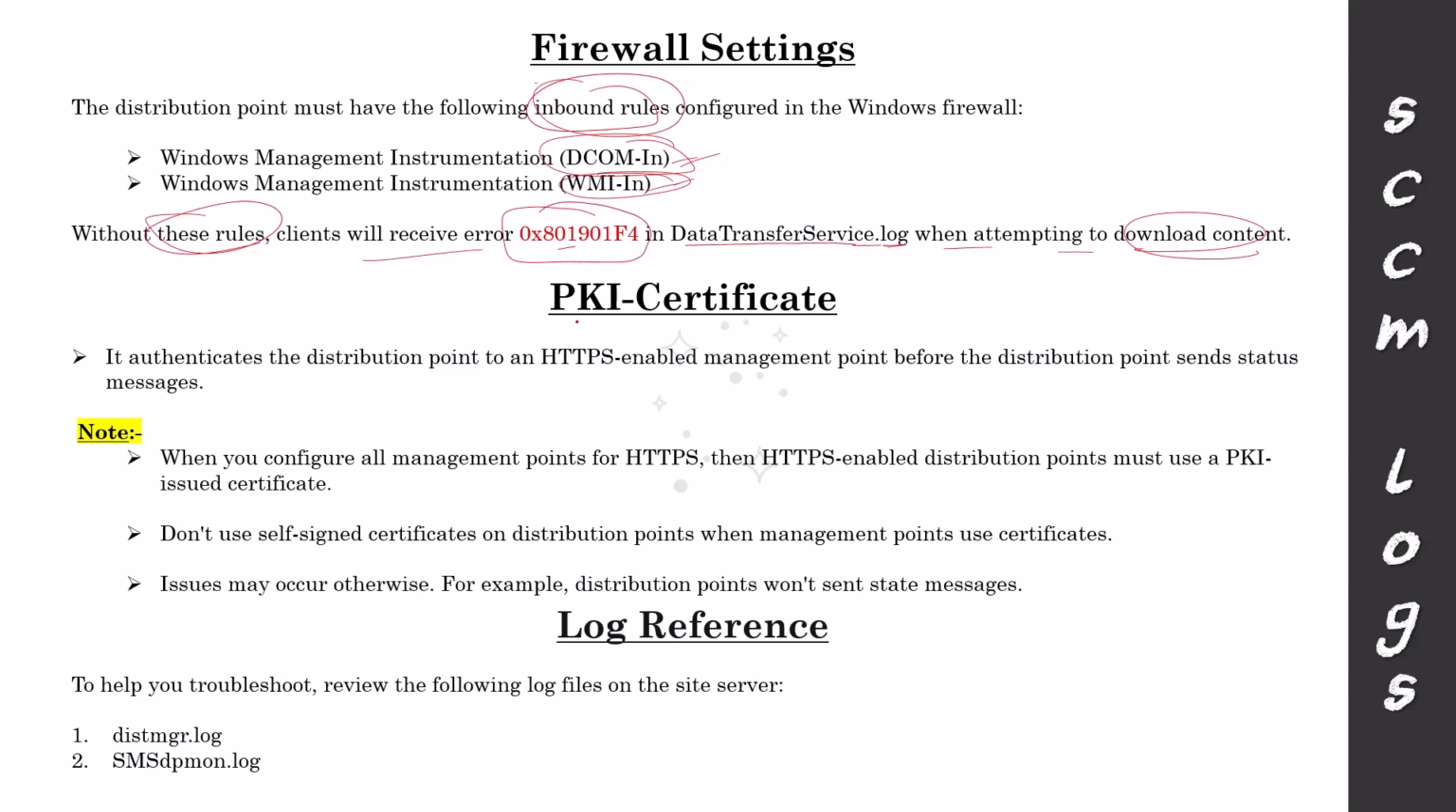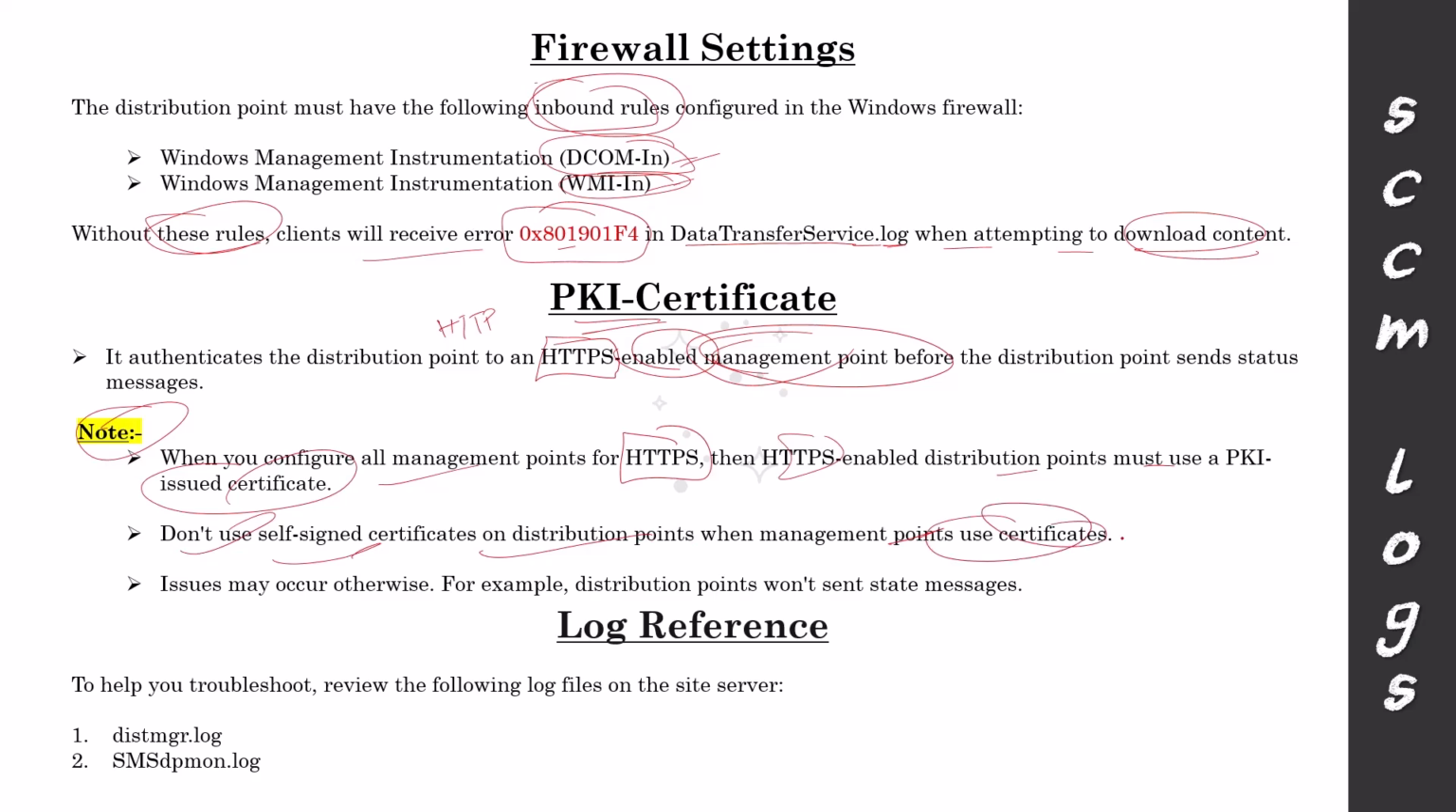And then the PKI certificate. You only need the PKI certificate when you're using HTTPS communication in your environment, and also an HTTPS-enabled management point. If you're using only HTTP communication, you don't need to configure this PKI certificate. Then we need to take a note here: when you configure all MPs for HTTPS, then HTTPS-enabled DPs must use a PKI-issued certificate.